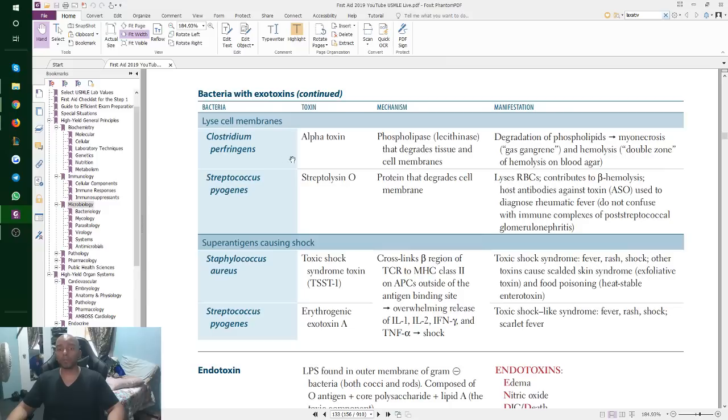Clostridium perfringens has phospholipase or lecithinase. This gets described very nicely when you do the Clostridium perfringens Sketchy Micro image. You're going to see the lecithinase in that image as a phospholipid bilayer, and the bilayer is breaking because you have degradation of phospholipids. That leads to myonecrosis or gas gangrene and hemolysis. Clostridium perfringens has a double zone of hemolysis on blood agar, and the Sketchy Micro image does a good job reminding you of that too.